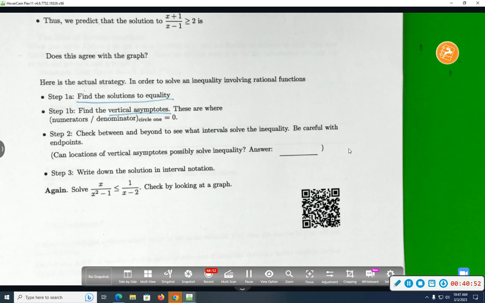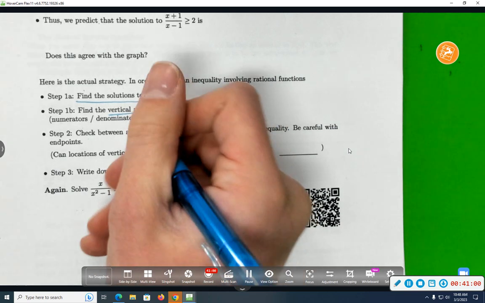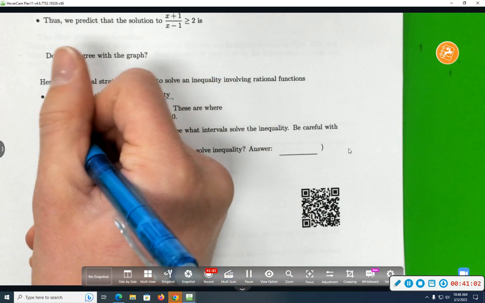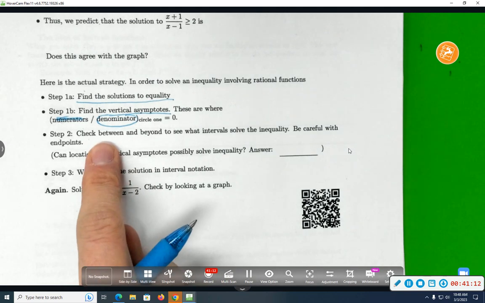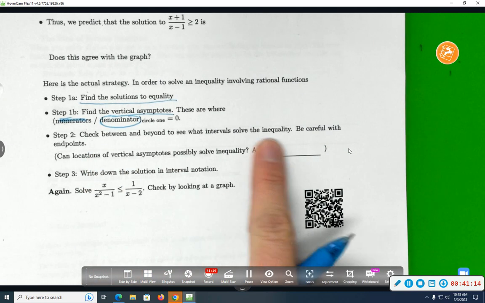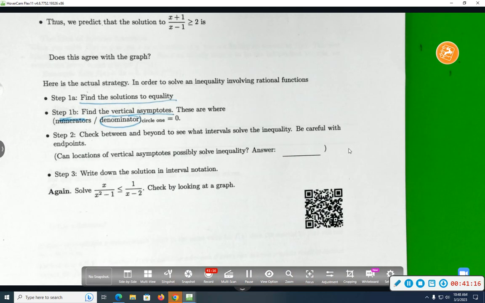What do you set equal to 0 to find vertical asymptotes? Denominator, the thing at the bottom of the fraction. So set the denominator equal to 0. Those will give you your endpoints. Your endpoints will be denominators and solutions to equality. Next step, check between and beyond to see which intervals solve the inequality. Be careful with your endpoints.